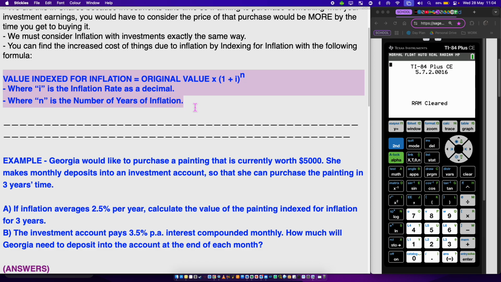So can you get that in pink, please? The formula, value index for inflation: original value times by 1 plus I to the power of n. I is the inflation rate as a decimal. N is the number of years it inflated. We'll do an example after that.